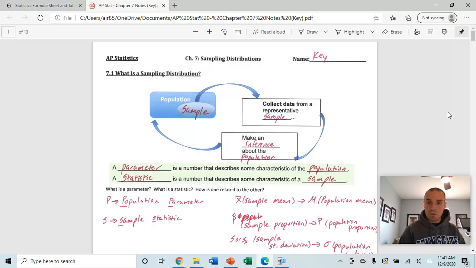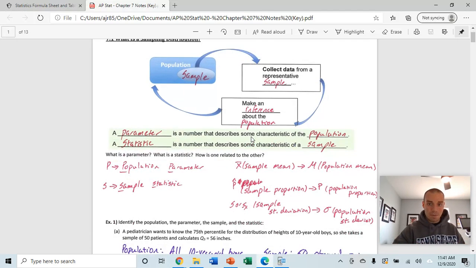So we're talking about what's referred to as a sampling distribution. The whole concept in statistics is that it's very difficult to collect data on the entire population. So we take a sample, a subset of the population. Hopefully, we're making sure that sample is representative. And then we make an inference to come up with some idea about the entire population.